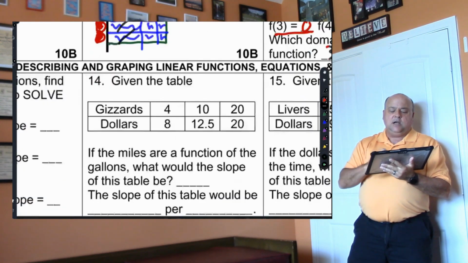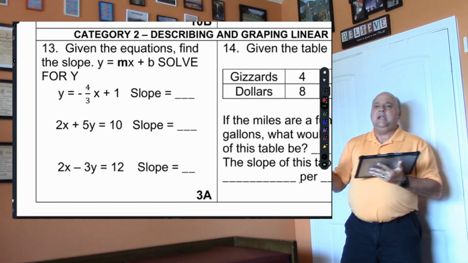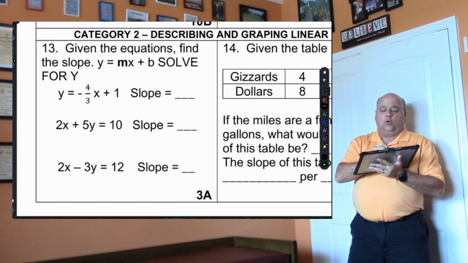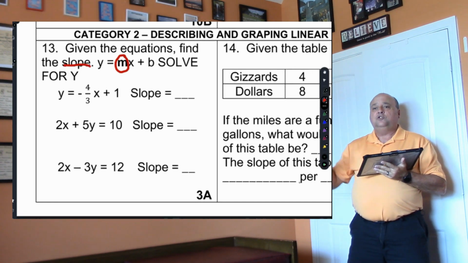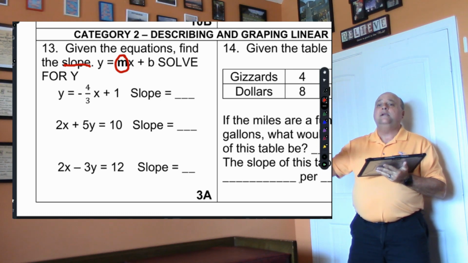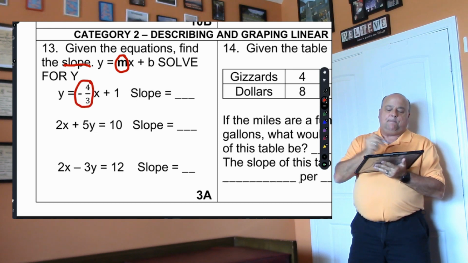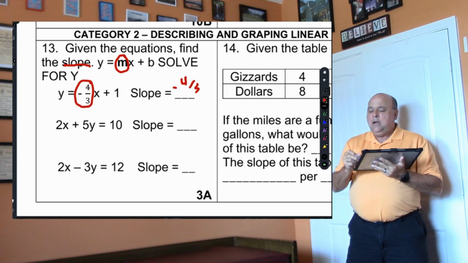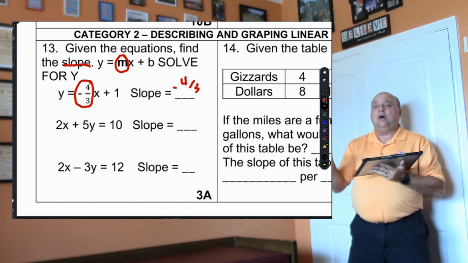Continuing on to number 13. If you solve a linear function for y, the coefficient of the x is the slope. So y equals mx plus b, the number in front of the x is the growing number or the slope or the rate of change. This right here, bam, it's right here. So it's -4/3.